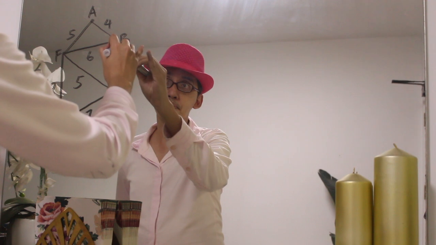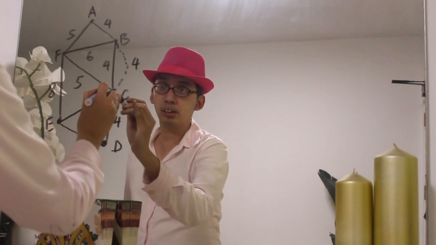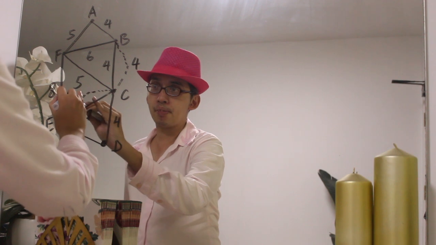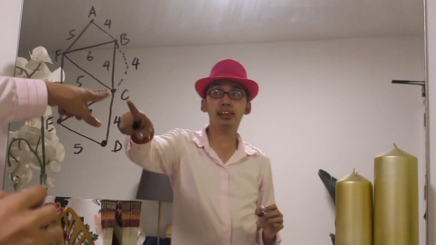So there's actually a trick. After you have found the shortest possible route, you create edges along that. So I'll draw it dotted. Indicate the weight. CE indicates the weight.